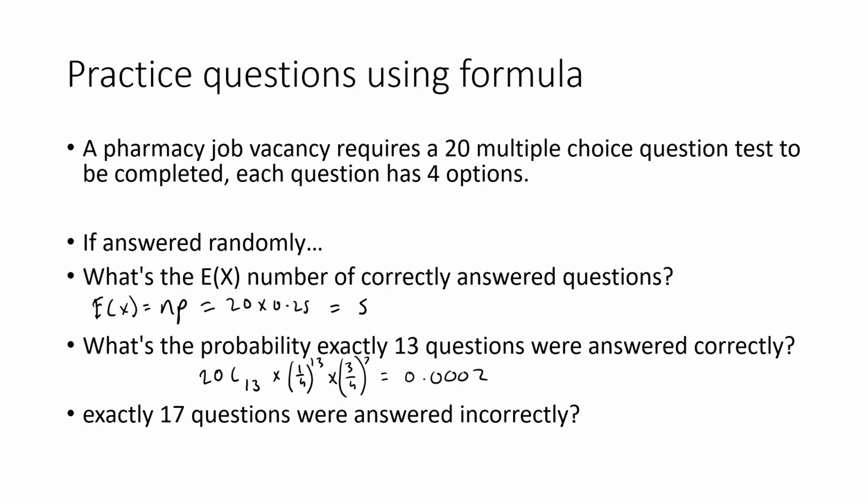Exactly 17 questions were answered incorrectly. So what's the probability for that? We can do either 20 choose 17 and treat the incorrectly answered questions as the main focus, or we can just do 20 choose 3 and still treat the correctly answered questions as the main focus, but it doesn't really matter. 20 choose 3 and 20 choose 17 are the same thing. So I'll do 20 choose 3 for this. So we have 3 successes times 17 fails, and that will give us 0.1339.